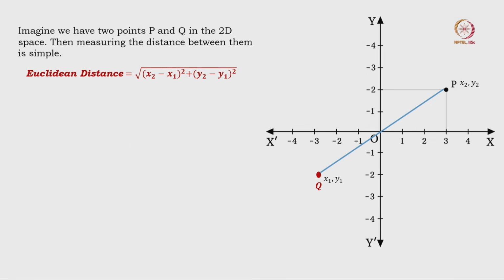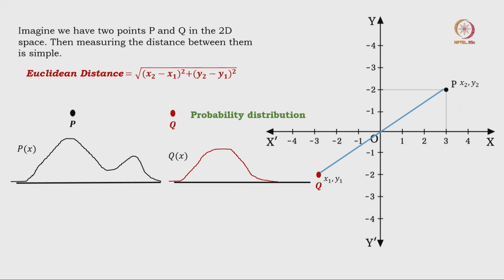Now, instead of P and Q as points, what if they are probability distributions? Now P and Q are no more points, they are actually probability distributions. Now we want to measure how different 2 probability distributions are. How is P of x different from Q of x, or how is Q of x different from P of x? We want to measure how these 2 probability distributions are different.